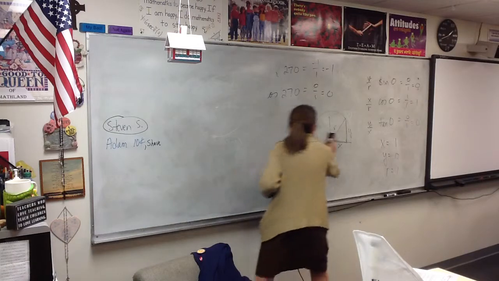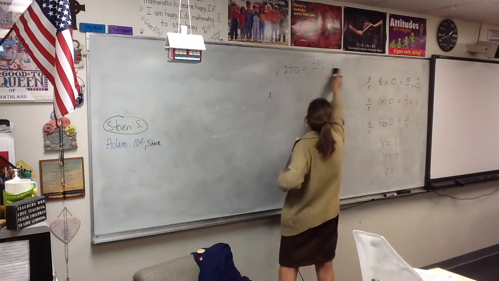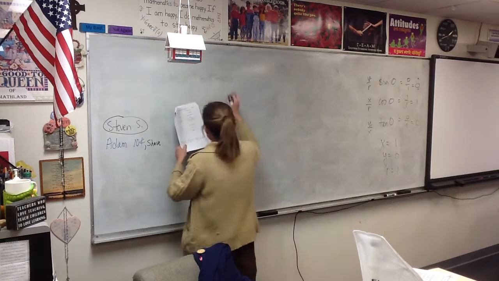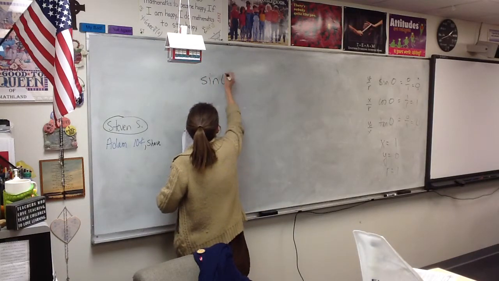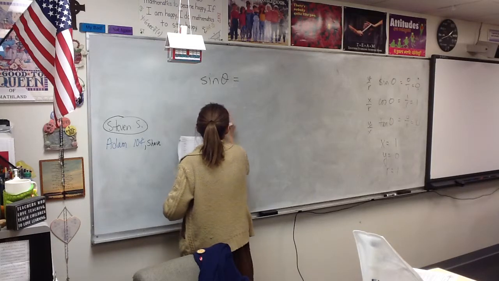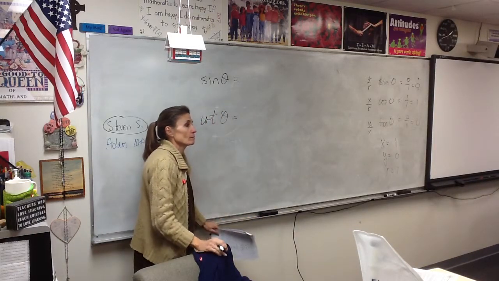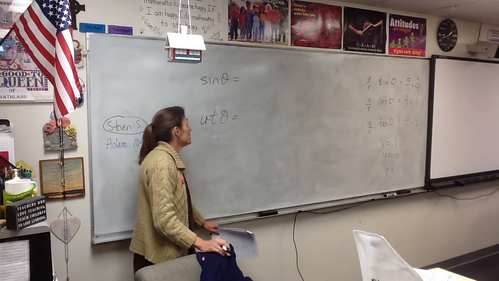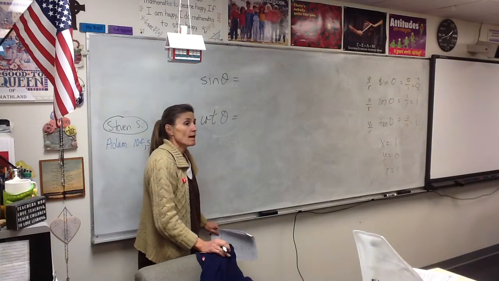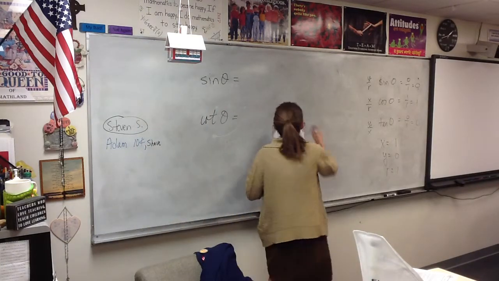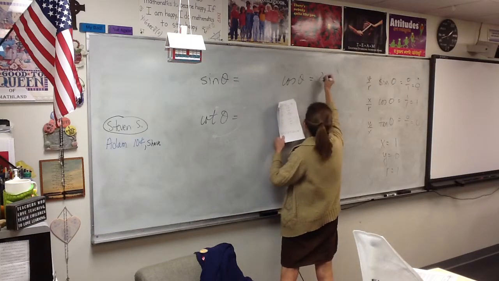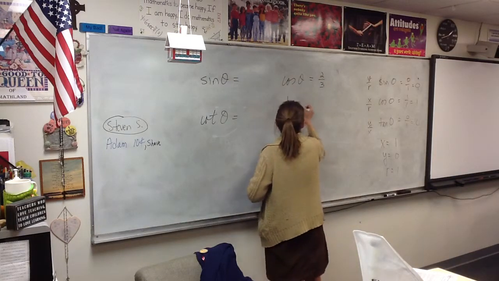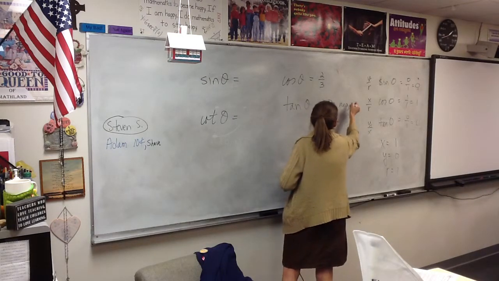Now we've got a hard problem to look at, so I need everybody paying attention. We're going to find the sine and the cotangent. And what are we given? We are given that the cosine is 2/3 and the tangent is negative.